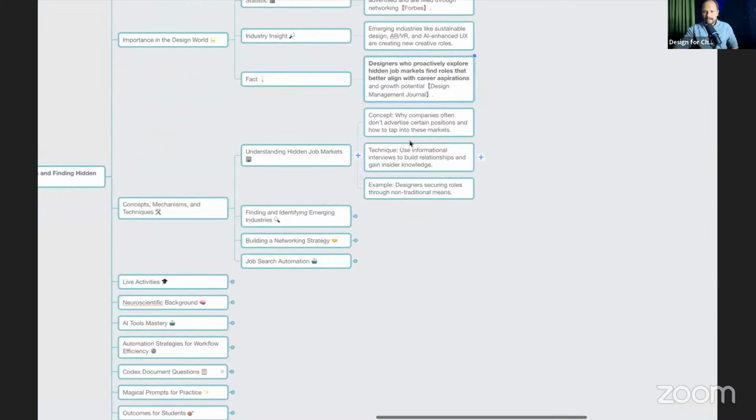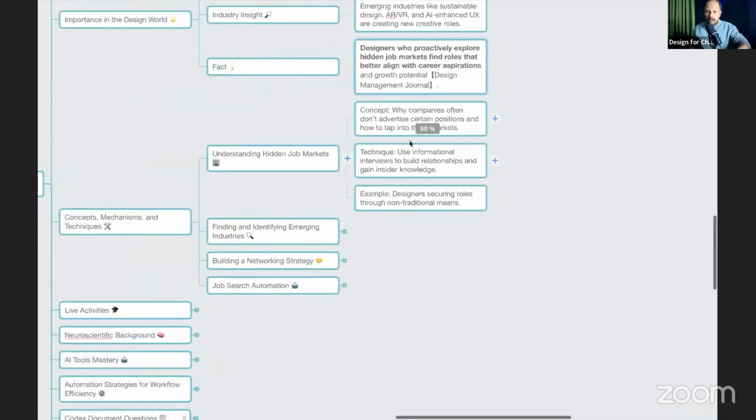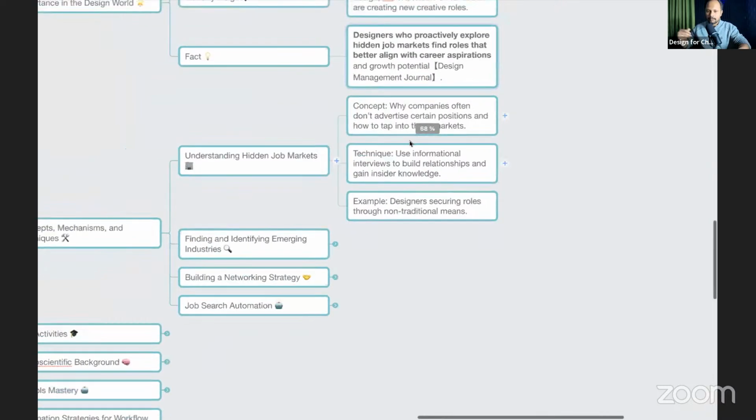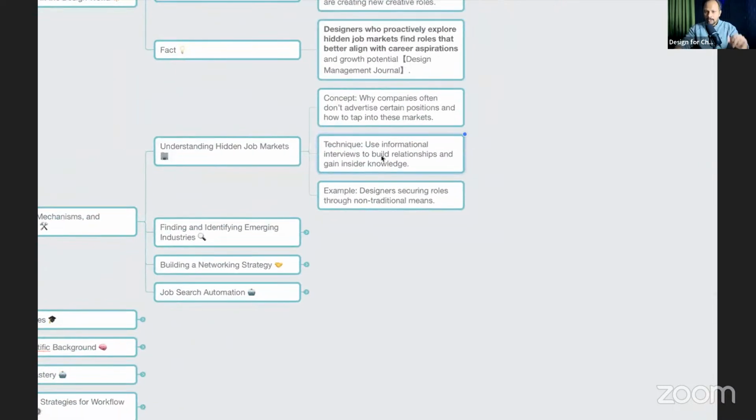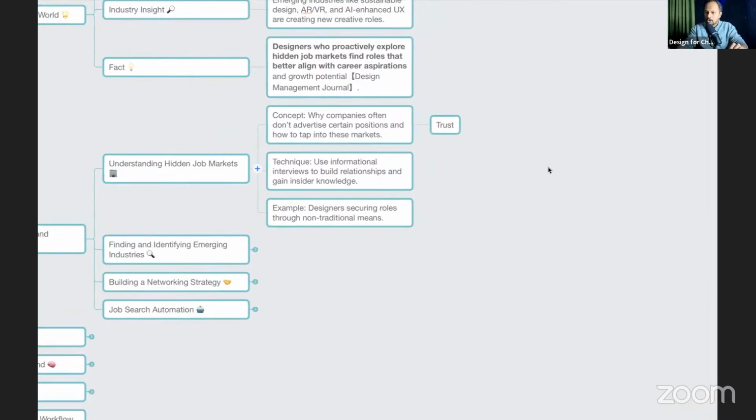So let's get into the concept of this. Why companies often don't advertise certain positions. Okay, I'll tell you why companies don't do this. Because it is all about trust. Companies don't want to outsource their most creative job just like that. Please understand this factor. Why?